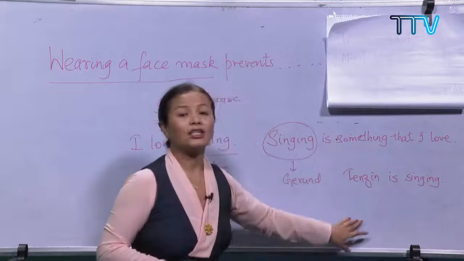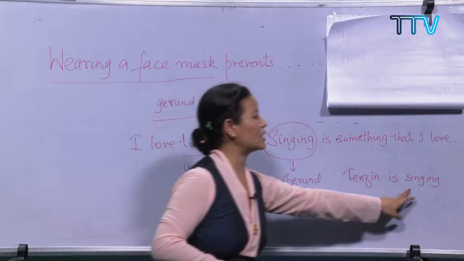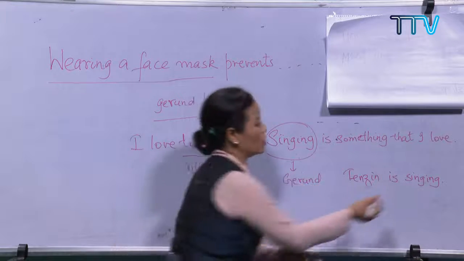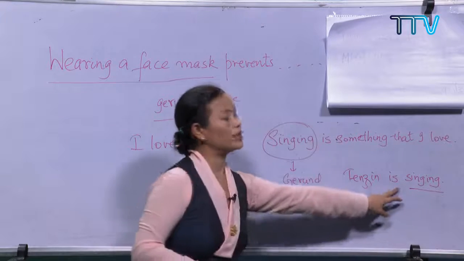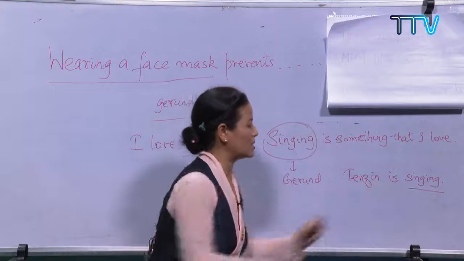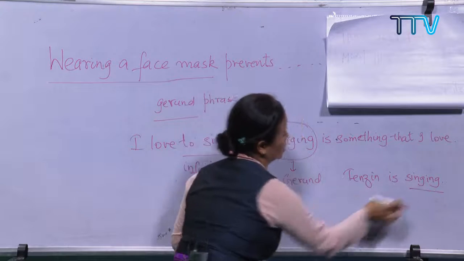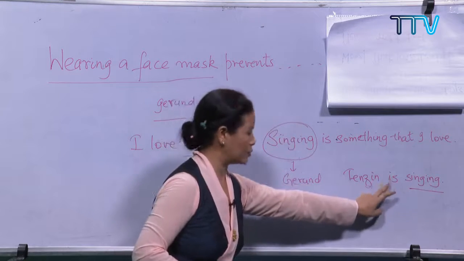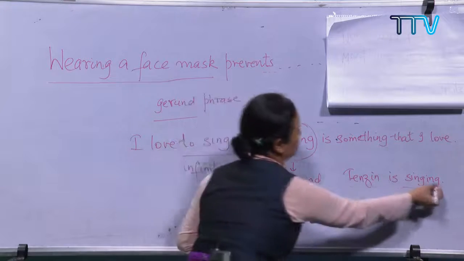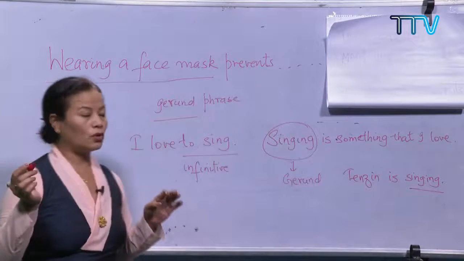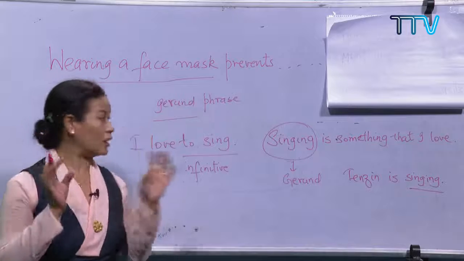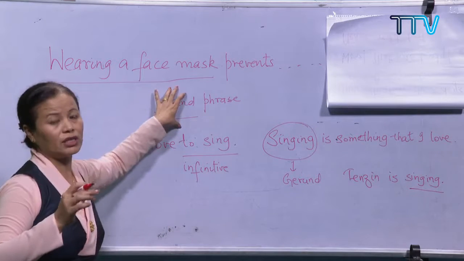Here singing is not a gerund, right? Tenzin is singing. So here it's a verb, because Tenzin is doing this. Tenzin is singing. This is the action. So here this is the present continuous tense. Tenzin is singing. This is a verb. So I hope you are clear now with what a gerund is.